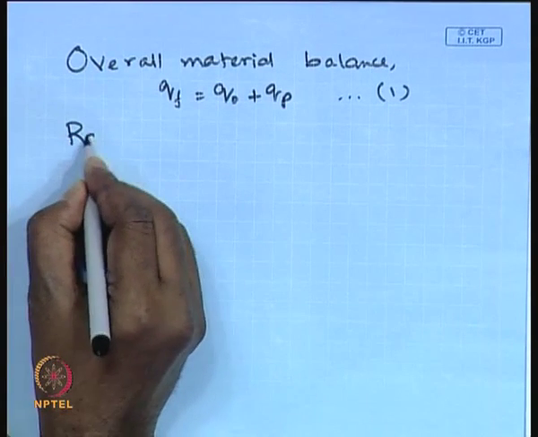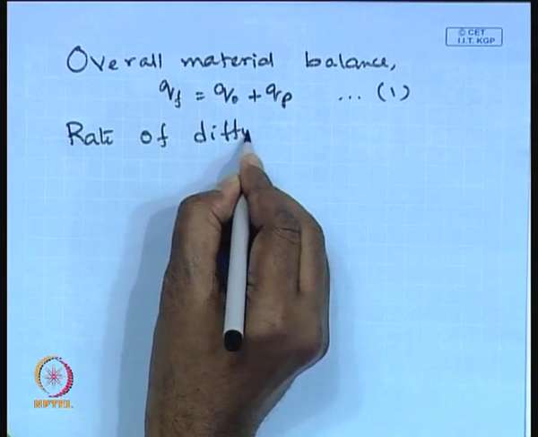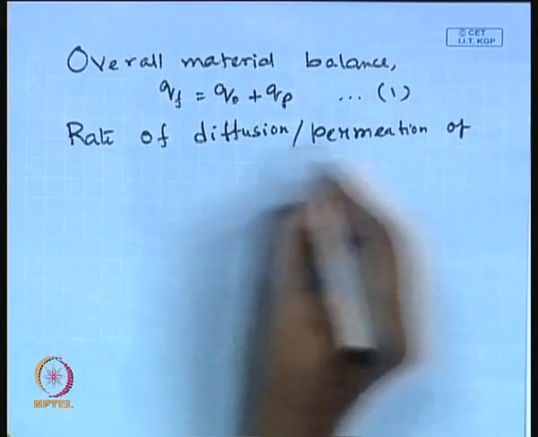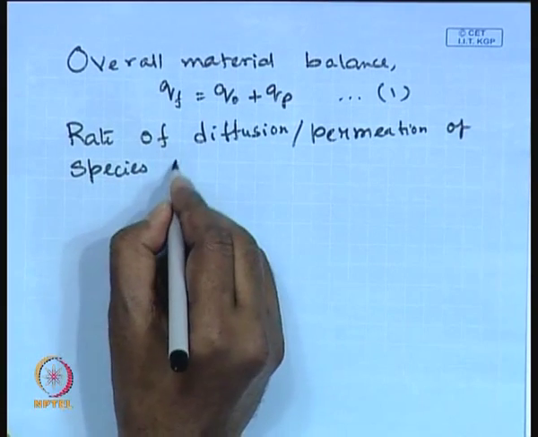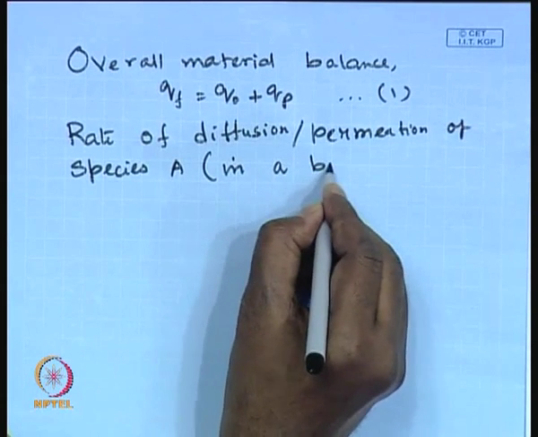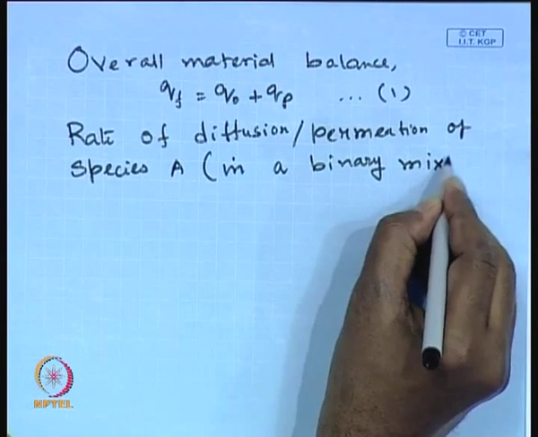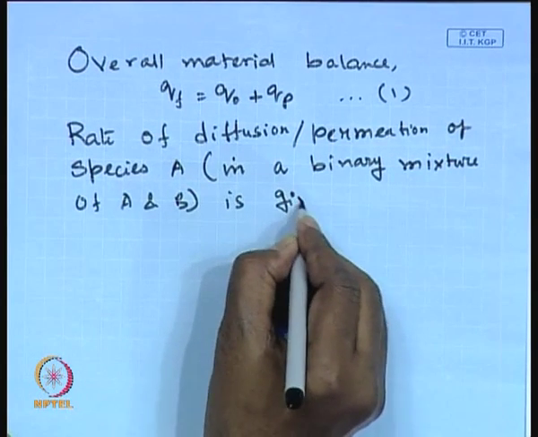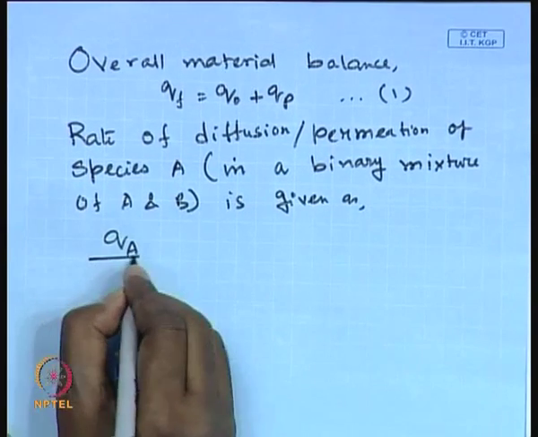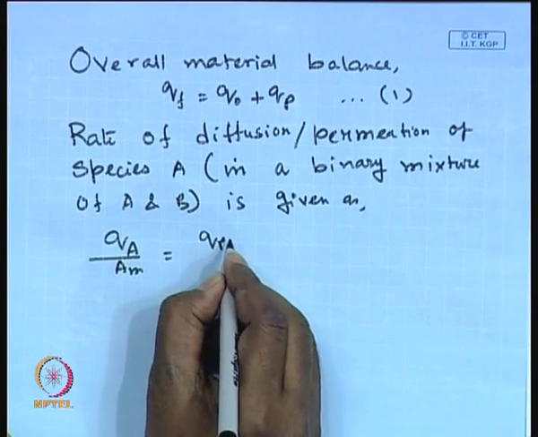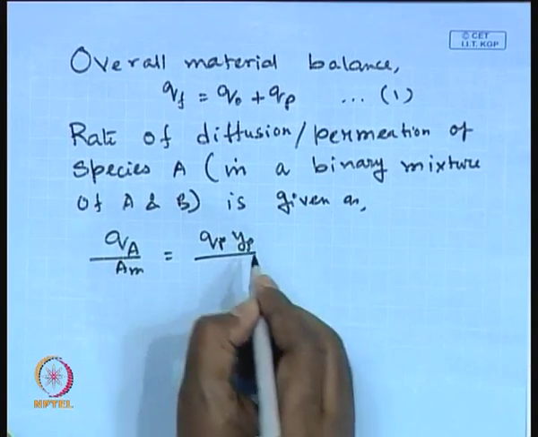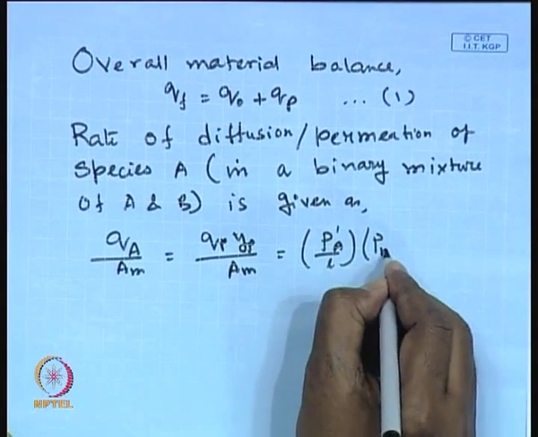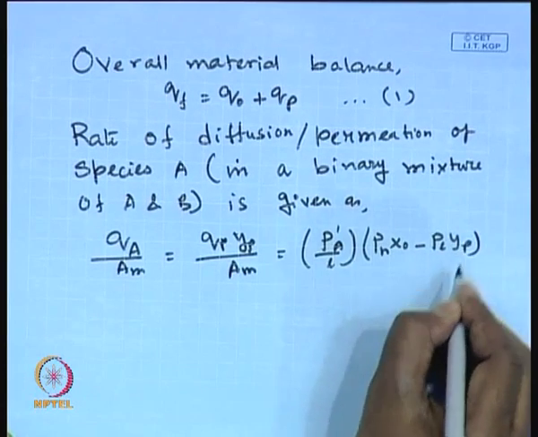Now, the rate of diffusion or permeation of species A in a binary mixture of A and B is given as QA divided by Am is equal to Qp yP divided by Am, which is equal to PA prime by L times PH x naught minus PL yP. This is equation number 2.